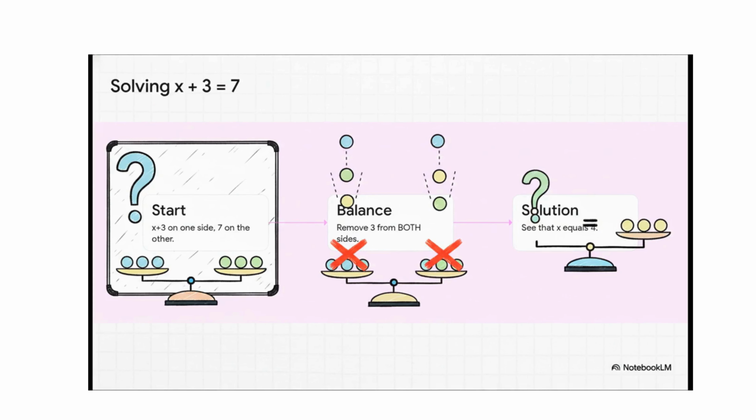Okay, so let's see this in action. Imagine you've got this scale. On one side, there's a mystery weight we're calling x, plus 3 more. On the other side, a weight of 7. It's balanced. Now the trick is to keep it balanced. To figure out what x is, we take 3 off the left side, which means we have to take 3 off the right side too. And just like that, you're left with the solution, x has to be 4.